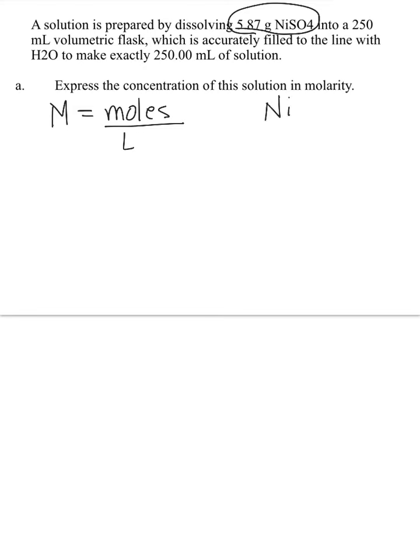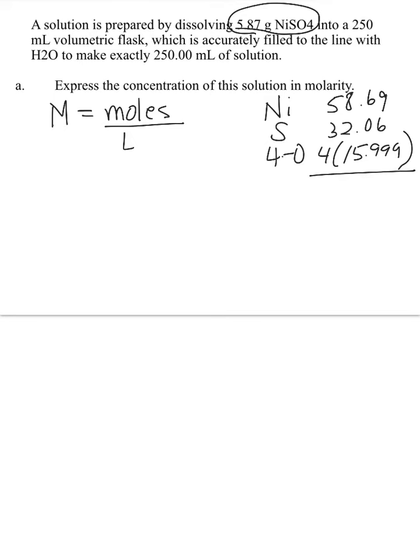So we've got one nickel atom, one sulfur atom, and 4 oxygen atoms. The nickel weighs 58.69 grams per mole, sulfur is 32.06, and oxygen is 15.999. We have 4 of them. And if we add that all up, we get 154.75 grams of nickel sulfate per mole of nickel sulfate.